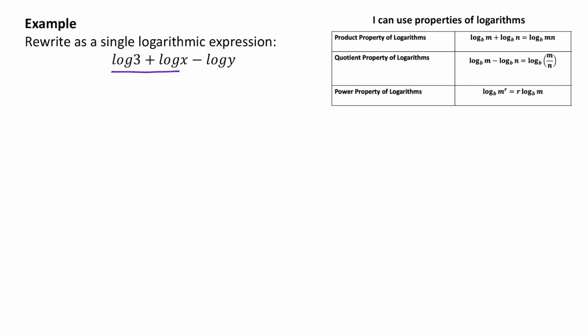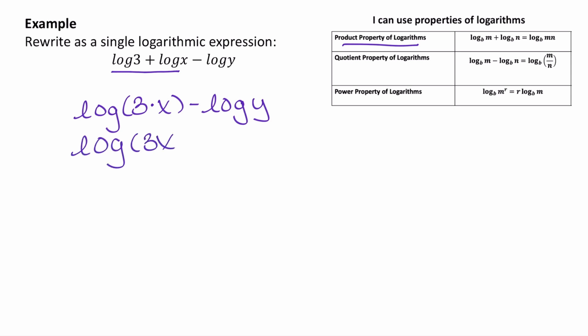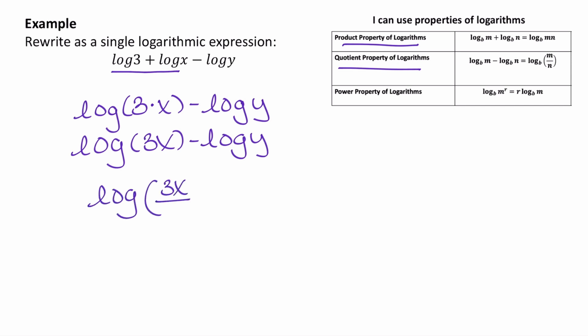Okay, so since I'm adding, I'm going to combine them using the product property. So I'm going to turn this into the log of 3 times x. And then I still have that minus log of y at the end. Okay, we want to do it just one step at a time. So this is going to become the log of 3x minus the log of y. Well, now I just have 2 logs, so I can go ahead and combine them using the quotient property. So when I do that, this is going to become the log of 3x divided by y. And so that is now the condensed form of this expression.